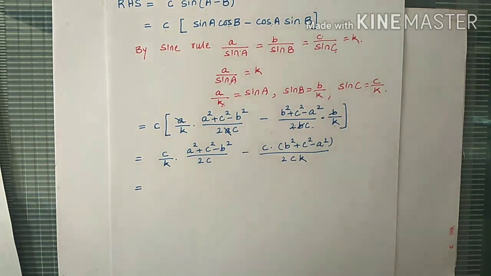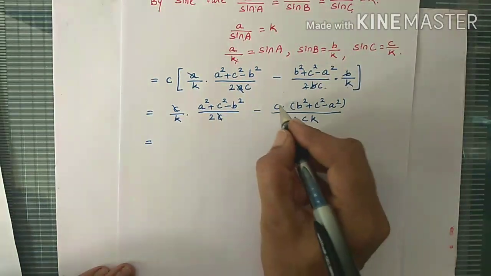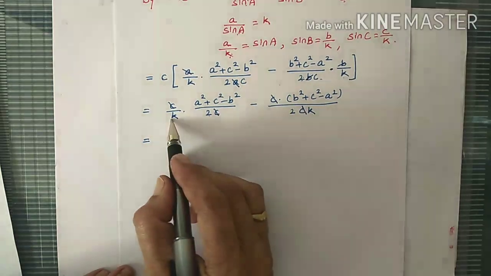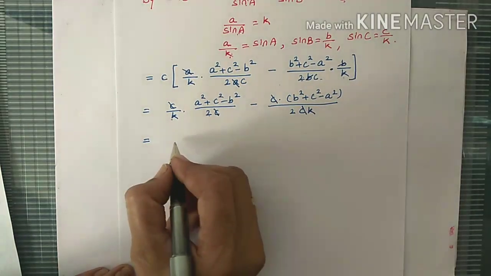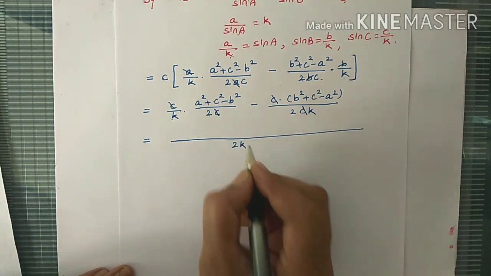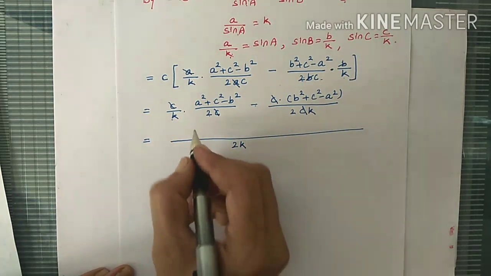Okay. Now here c gets cancelled. So in the denominator we have 2k, here also we have 2k. Now since the denominator is the same, we can add or subtract the numerators. Here we have a minus sign in between.